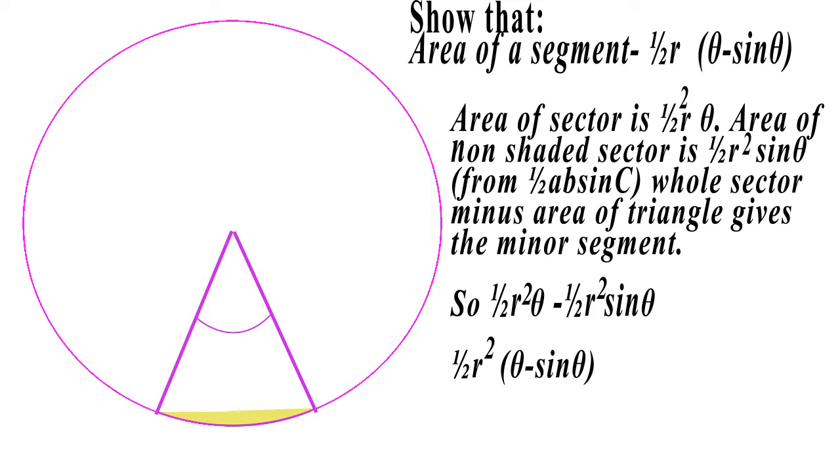The proof for this formula is slightly different. The area of the whole sector is half r squared theta, and the area of the non-shaded triangle is half r squared sine theta. We get this from half ab sine C. As r is both a and b, this becomes r squared, and sine C is just sine theta. The whole sector minus the area of this unshaded triangle gives the area of the segment. So, half r squared theta minus half r squared sine theta factorizes nicely to half r squared (theta minus sine theta).